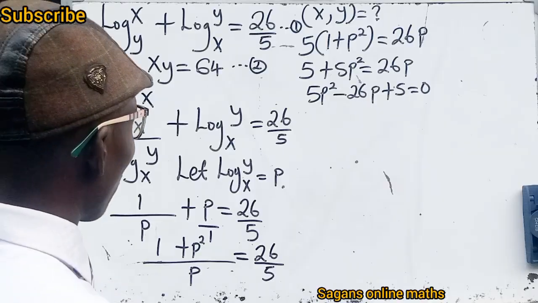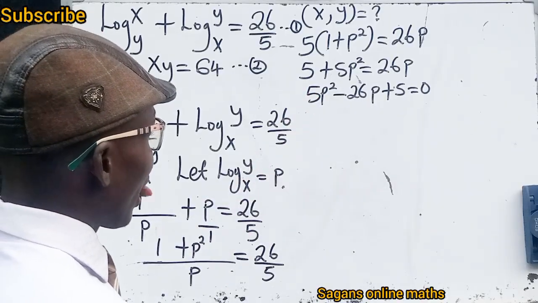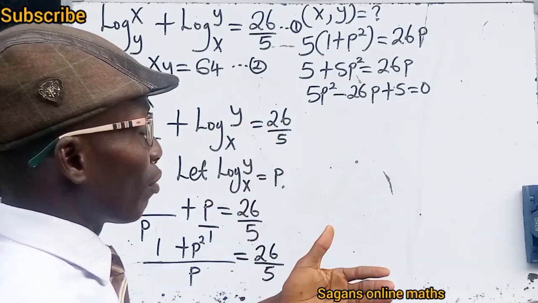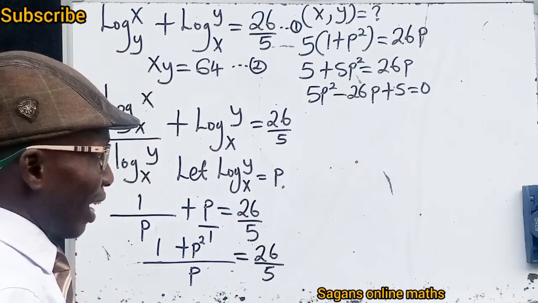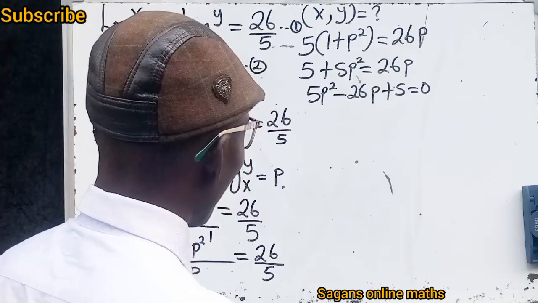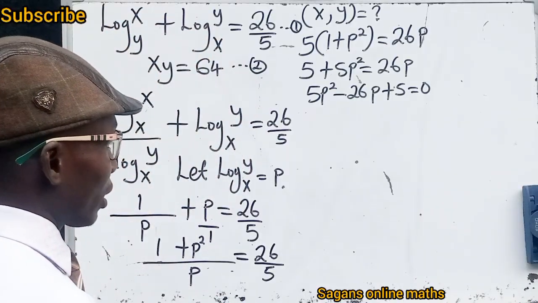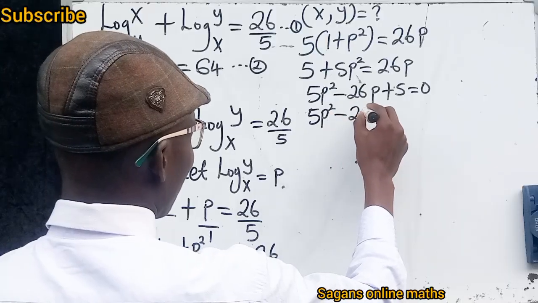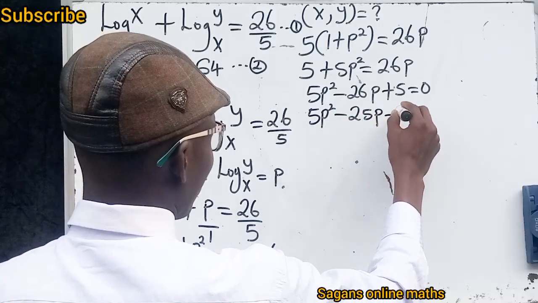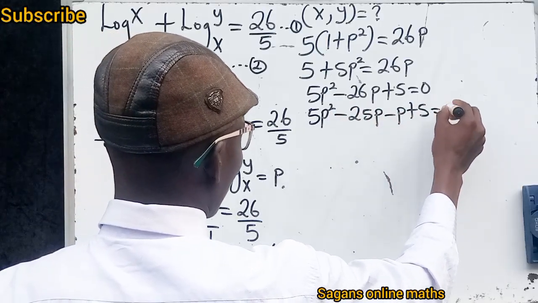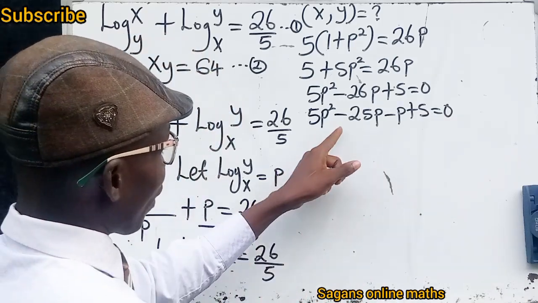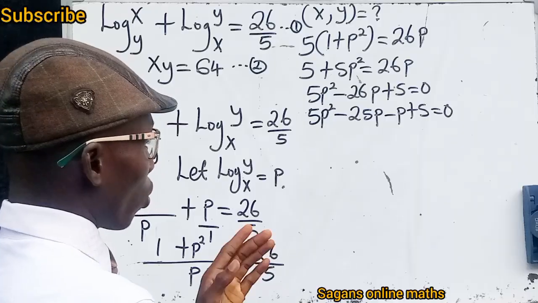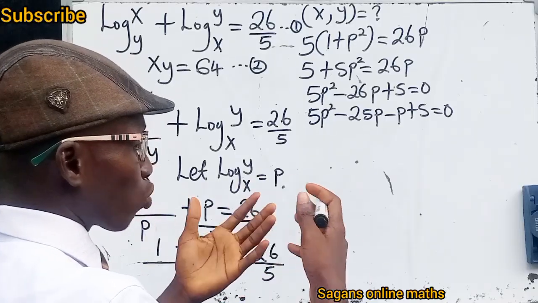This is a well-known quadratic equation. Let's solve for p. Now 5 times 5 gives us 25. So what are the factors of 25 such that when we multiply them, we have 25, and when we add them, we have minus 26? So you can see that this is 5p square minus 25p minus p plus 5 equals 0, because minus 25p minus p will give us minus 26p. Since the coefficient of p is minus 1, minus 25 times minus 1 gives us 25.